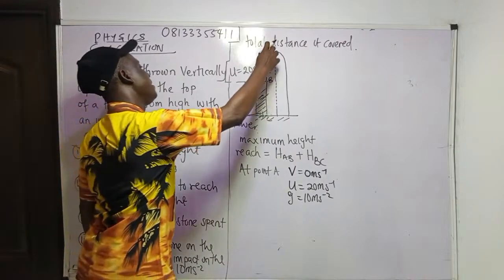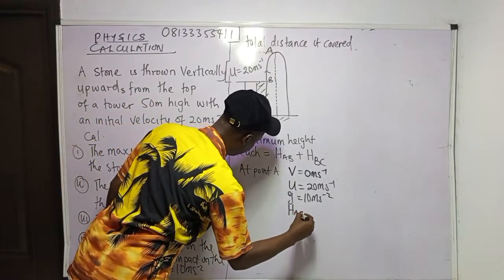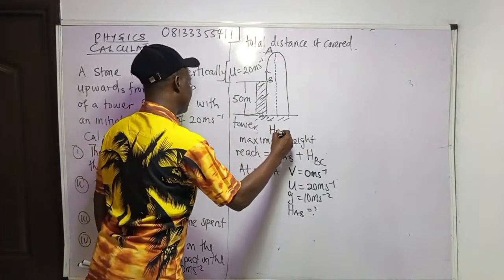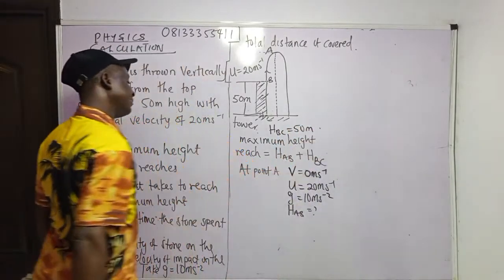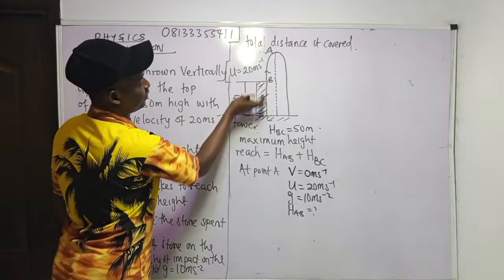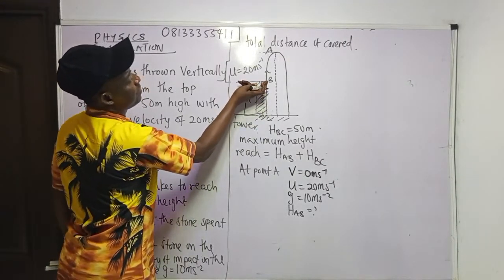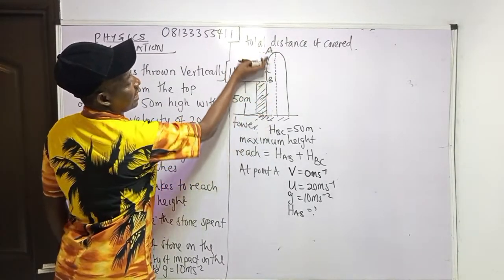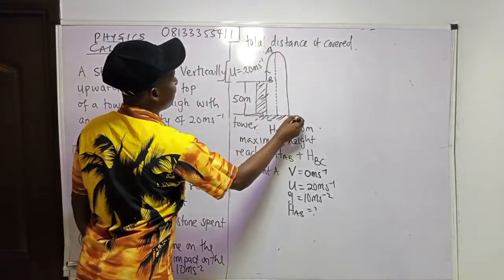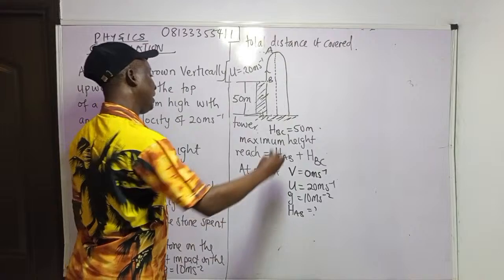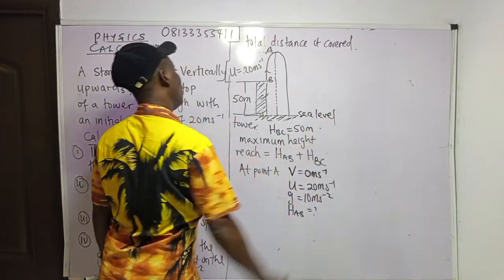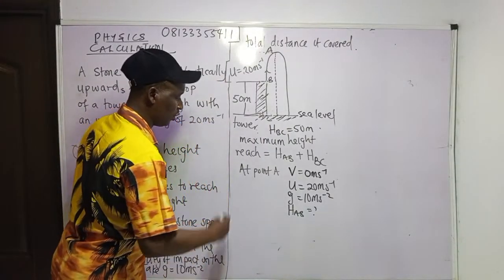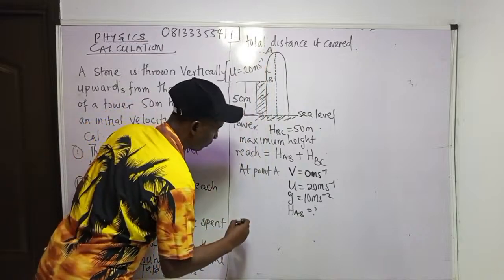Now the height AB, that means HAB, is unknown. Don't forget HBC is 50 meters. That one is given. If I can get the height from B to A, I can add everything as the total maximum height reached. All heights are measured from the ground level. So in that case, what we want to do is to solve for HAB. And how do we solve for HAB?